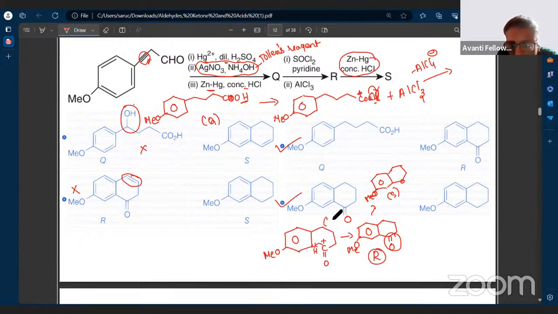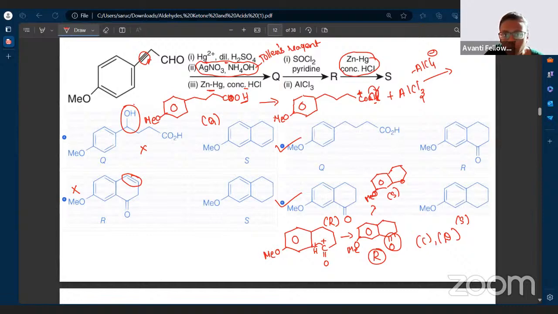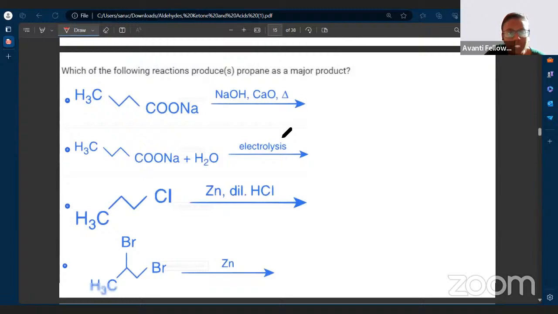So this will be your R and this will be your S. So option C and D are the correct answer. Clear with this question? Like all the series of reactions you're going to solve and find out the answer. Okay, clear? Shall I move to the next question? Yes. Moving with the next question.